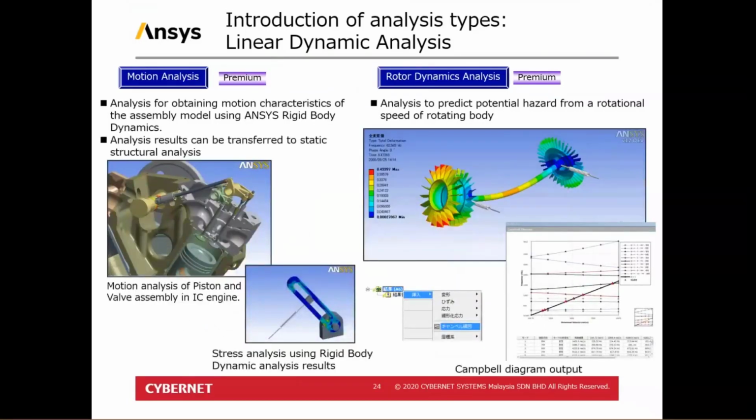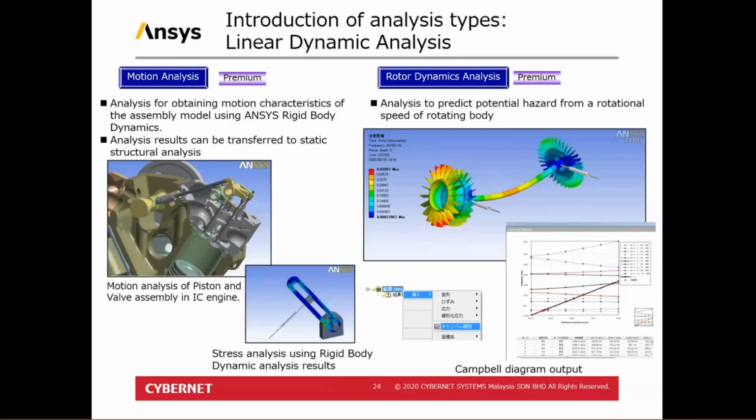So next we continue with motion analysis and also rotordynamic analysis. Now, for motion analysis, by using a module called rigid body dynamics, this analysis is done to obtain the motion characteristic of the assembly model. So essentially, this is the ANSYS version of kinematic analysis. Now, ANSYS has a feature to allow the users to study the structural behavior of the assembly model as well.